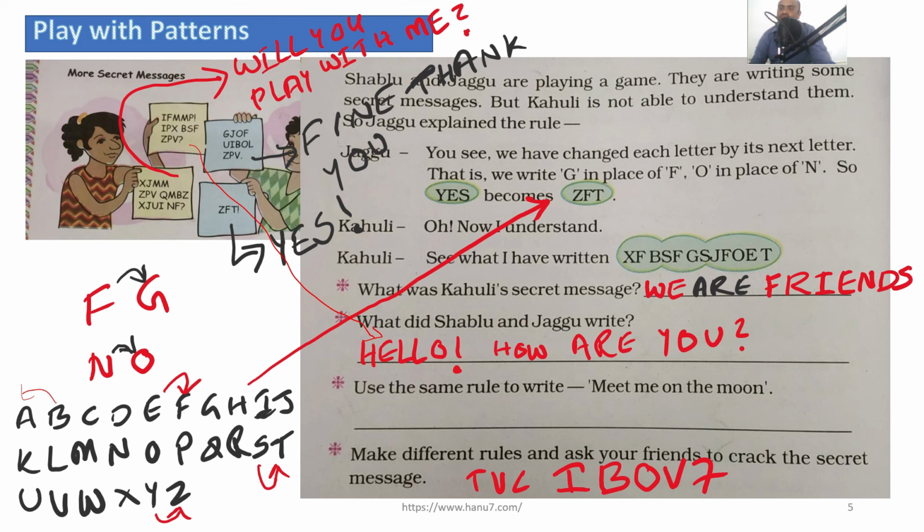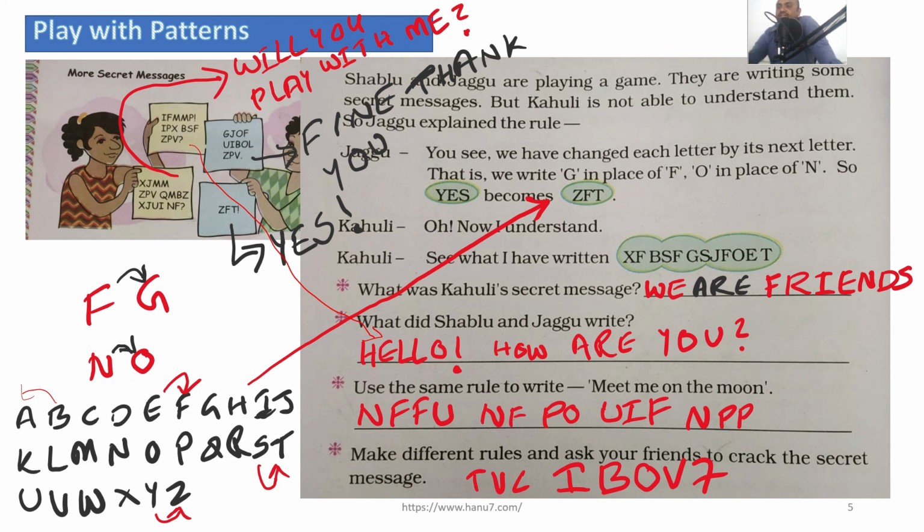Okay. So use the same rule and write down how you will write meet me on the moon. So how will you write meet me on the moon? For M you have to write N. And then for E you have to write F. There are two E's, so two F's. And then NF, then the next completely like this. Meet me on the moon.